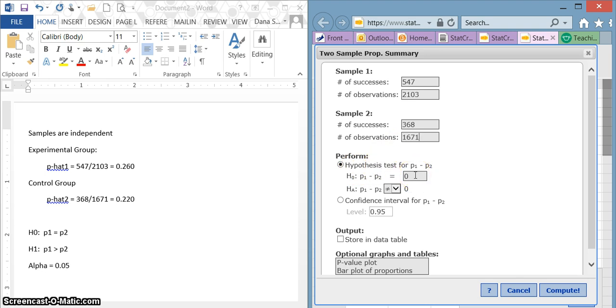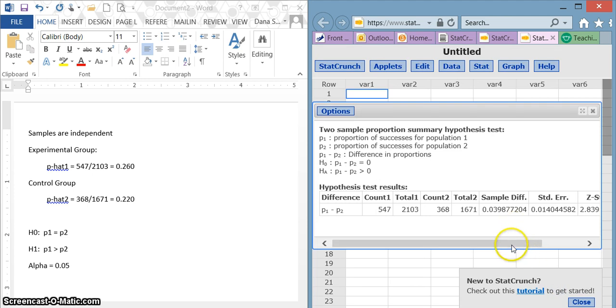Notice how it always defaults to 0 because we're going to say there's no difference as the null hypothesis. And then the alternate hypothesis, we're going to change it to greater than, so that the difference between P1 and P2 is greater than 0. And then we're going to click on Compute.